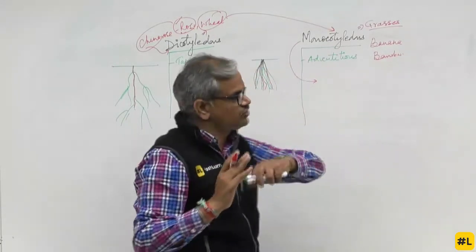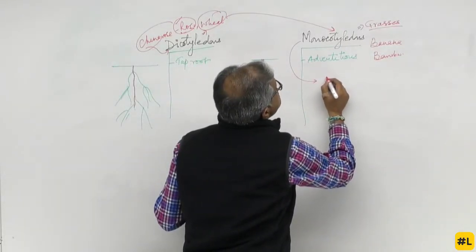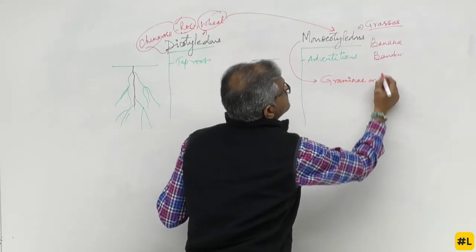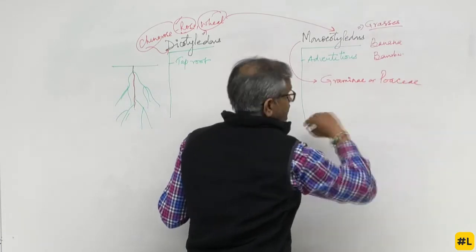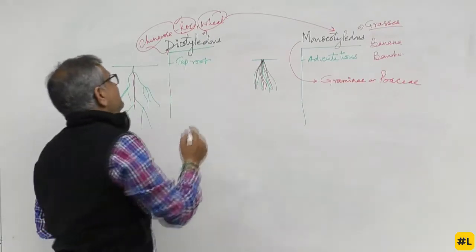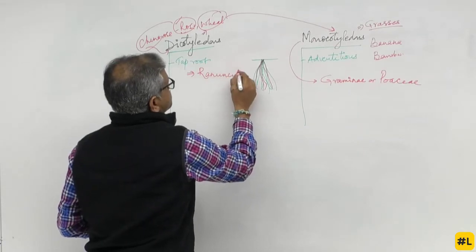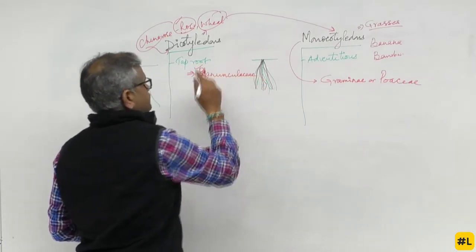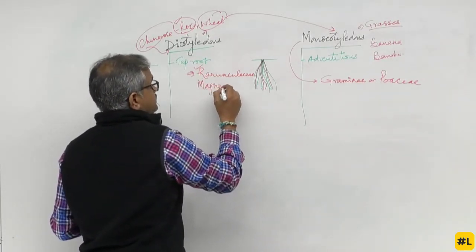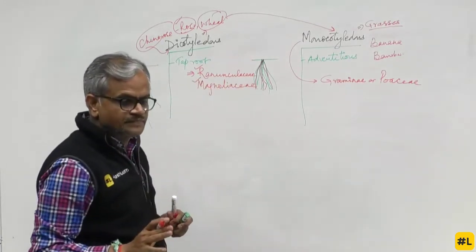So I'll make it very easy for you here. Grasses, that is Gramineae family or Poaceae, is the most advanced family of monocots. Whereas in dicots, the most primitive family is Ranunculaceae. Even more primitive families are also there, that is Magnoliaceae. That is the oldest family, or primitive flowers are there. When I say oldest family, it does not mean first discovered, no.